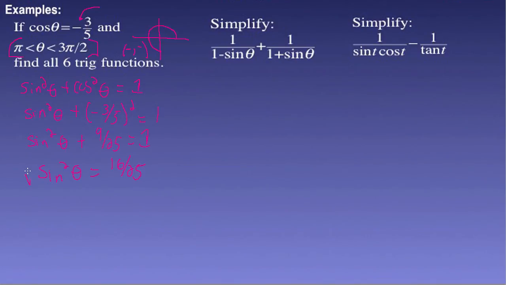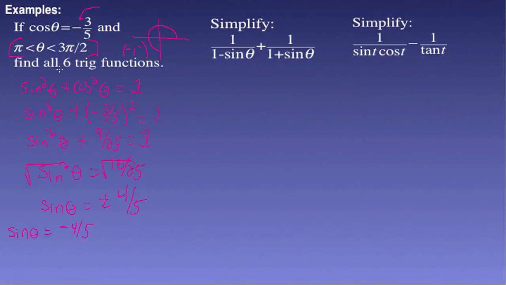And when I square root both sides, I wind up with sine theta equals plus or minus 4/5. I have a decision to make. How do I know whether the sine theta is positive or negative? I go back to my original restriction, and since I'm told theta is in the third quadrant, I know that I'm going to pick the negative version and not the positive version. So I have sine theta, which is the y coordinate, is -4/5.